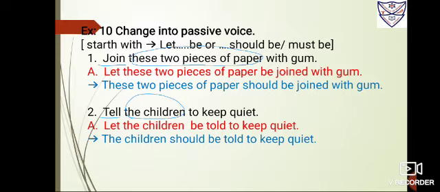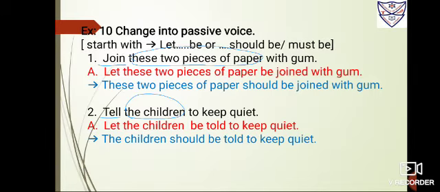Now number one, we'll start with let first. So when you are using let with imperative sentence, your statement should begin with let. So it is let these two pieces of paper, then use be, because as I've told you already that be form of the verb should always come with third form of the verb. So it is be joined with gum.